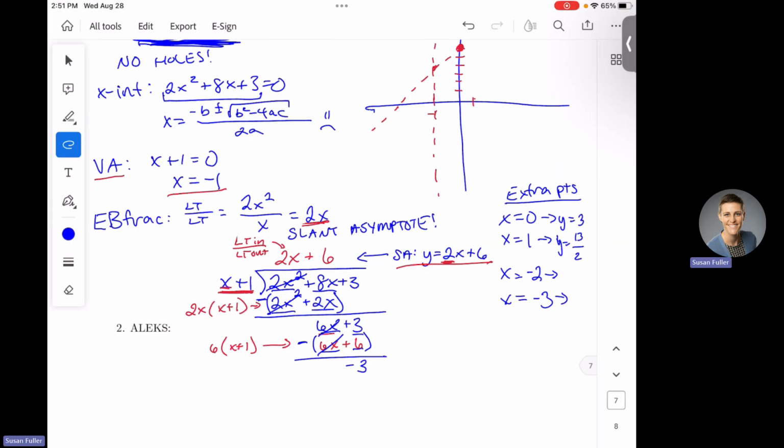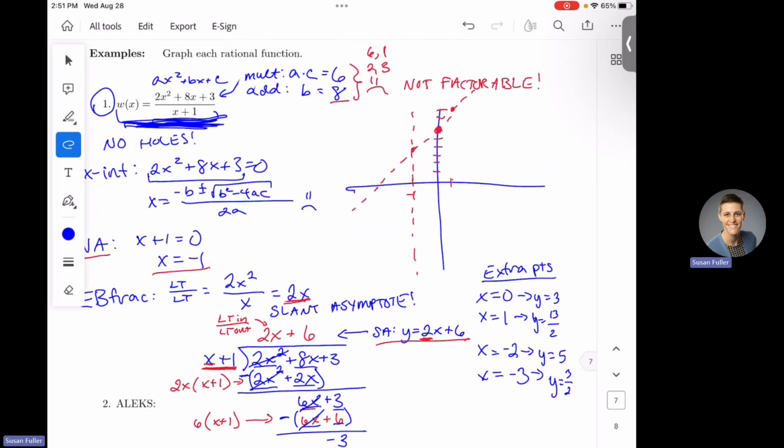If you take -2 and plug it into your function, you're going to get y equals 5. And if you take -3 and plug it into your function, you are going to get y equals 3 over 2 or 1.5. And so we can put these on our graph. At x equals 0, I'm up here at 3. At x equals 1, I'm up at 7.5. So let's see, 1, 2, 3, 4, 5, 6, 7.5.